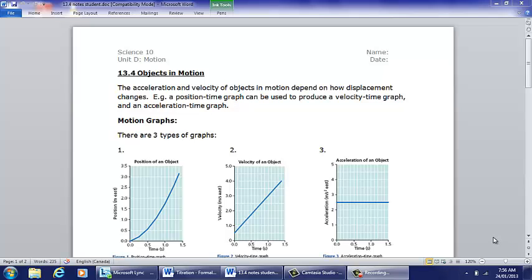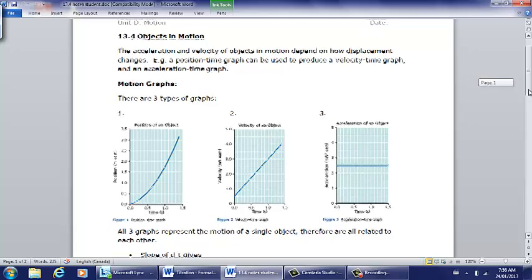In this unit, we have been looking at objects in motion, and in Chapter 13 in particular, we've been looking at acceleration. You have learned to make 3 different types of graphs to represent motion of an object, and in this section, we're going to be looking at how those graphs are related.